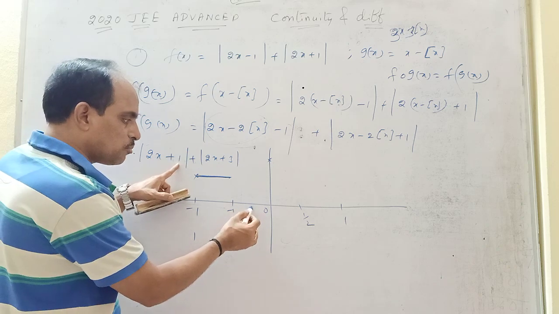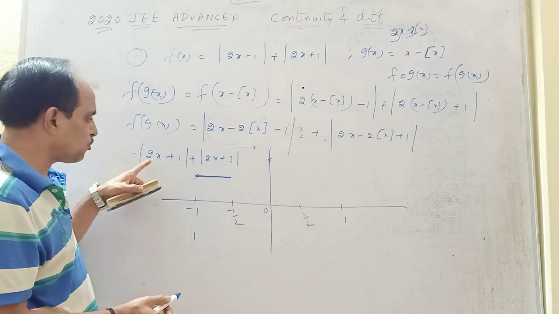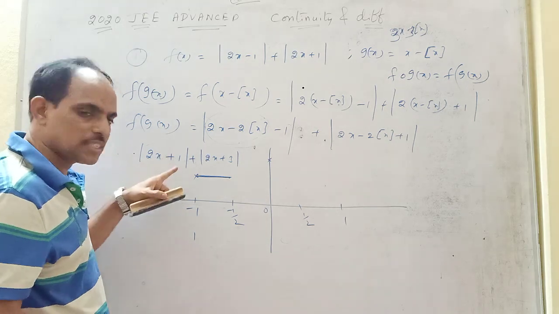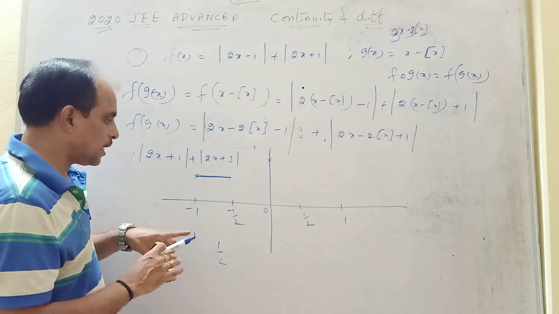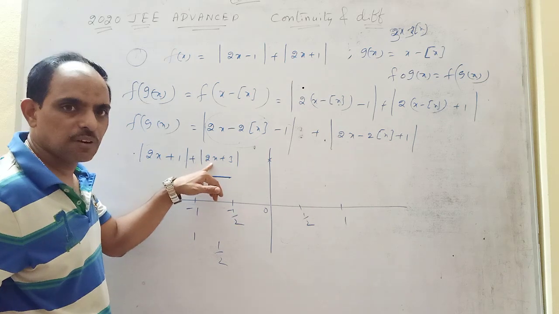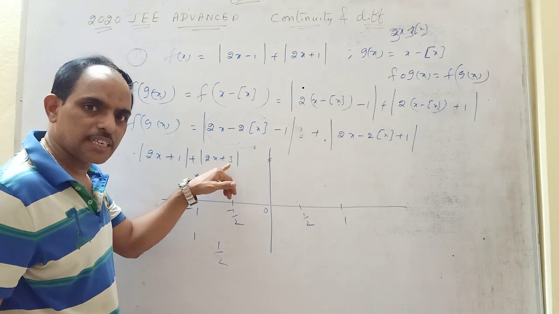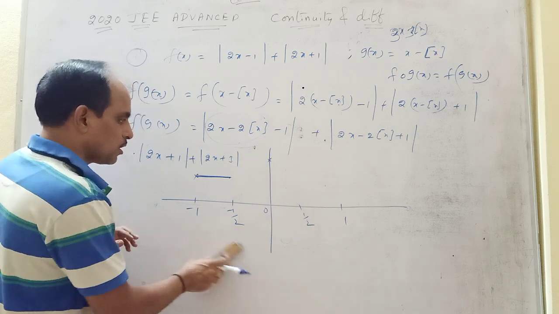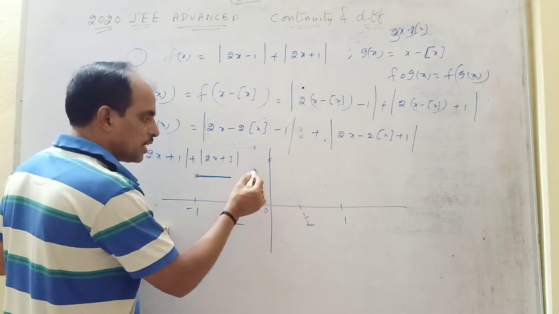Let us take one more value: -1 by 4. -1 by 4 means it is -1 by 2 plus 1, that is nothing but 1 by 2. Modulus is there, so that is 1 by 2. And for -1 by 4, it will be -1 by 2 plus 3, that is 5 by 2. 5 by 2 plus 1 by 2 means 6 by 2, that is 3. Now at -1 by 4 it is 3, and at 0 it is 4.